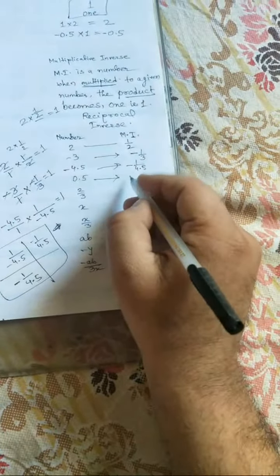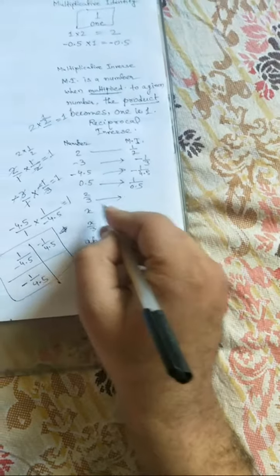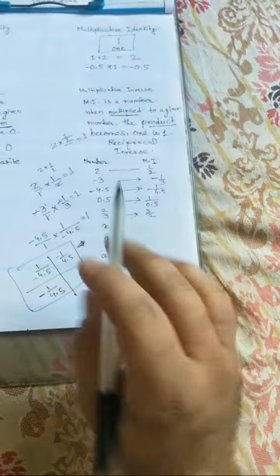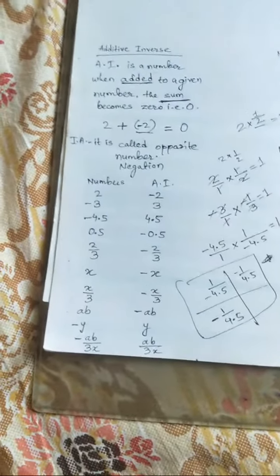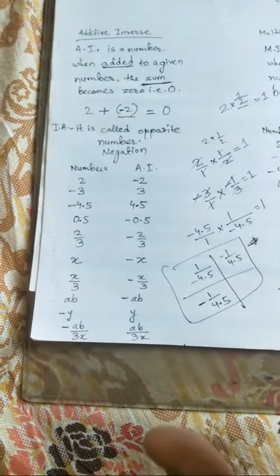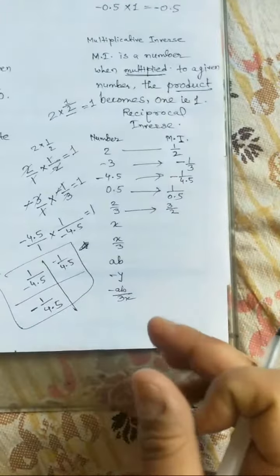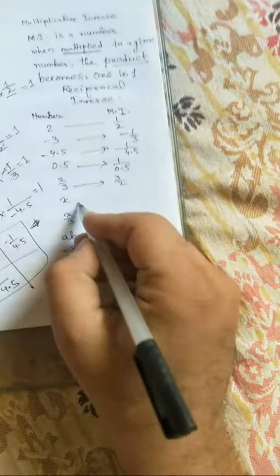0.5's multiplicative inverse would be 1 upon 0.5. 2 by 3's multiplicative inverse would be 3 by 2. See, multiplicative inverse has nothing to do with the change of sign. In additive inverse, the only thing to be done is to change the sign. But in multiplicative inverse, you don't have to change the sign. You have to change the numerator into the denominator and the denominator into the numerator.